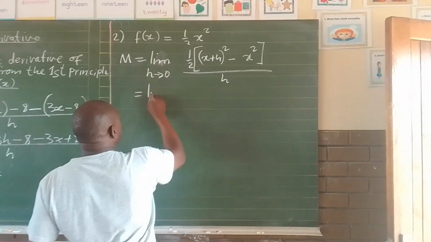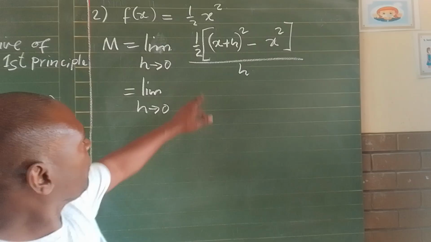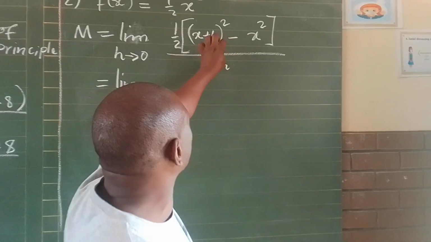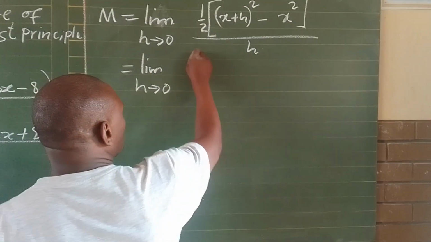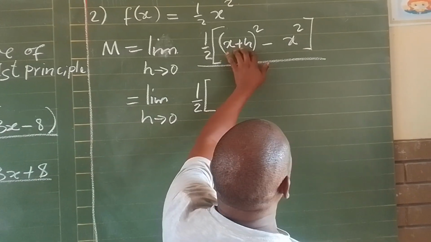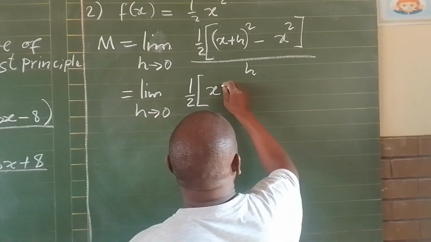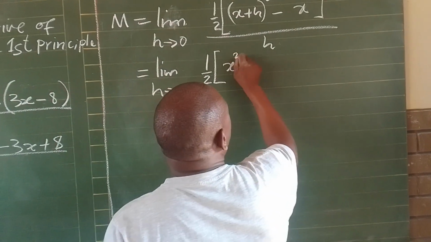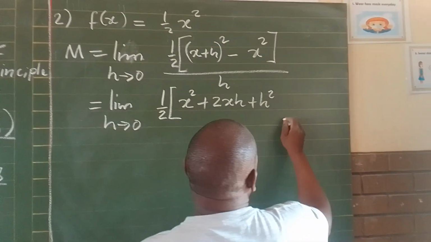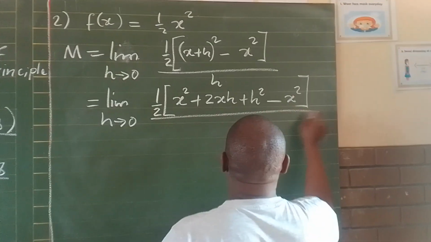You continue with your limit, don't drop it now. h approaches 0. Remember, this half is going to affect the whole thing inside the bracket. Everything inside the bracket is affected by this half, so you don't drop the half as well. Now, inside the bracket, I have to expand x plus h squared. I'm going to get x squared plus 2xh plus h squared minus x squared, all divided by h.